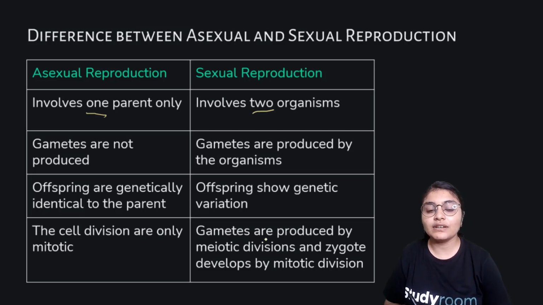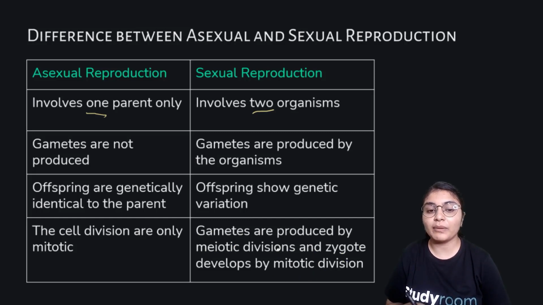But in sexual reproduction, the gametes are produced. Since here we have the production of gametes, these gametes are produced by meiotic divisions and the zygote develops by mitotic divisions. So here we have two kinds of divisions that are happening. The gametes are produced by meiosis and the zygote develops by the process of cell division called mitosis.